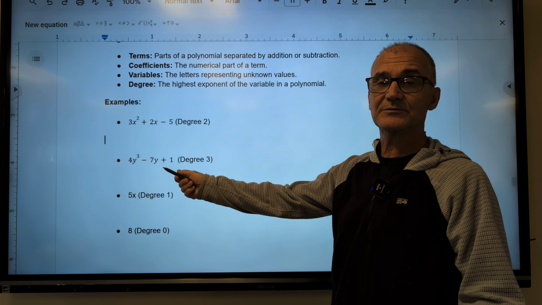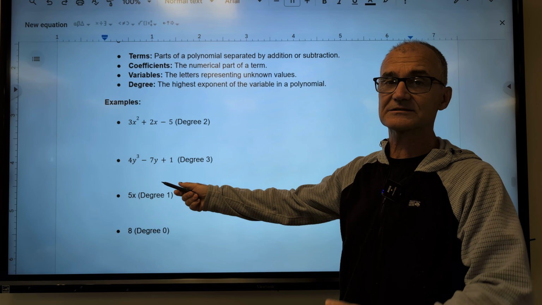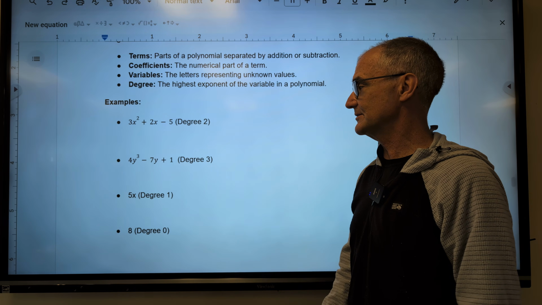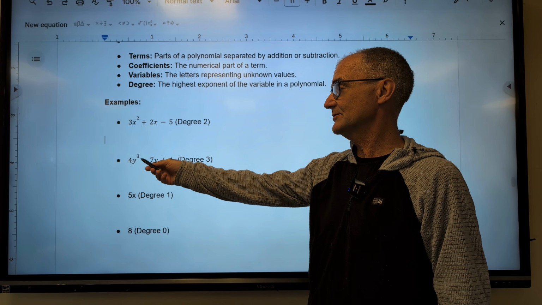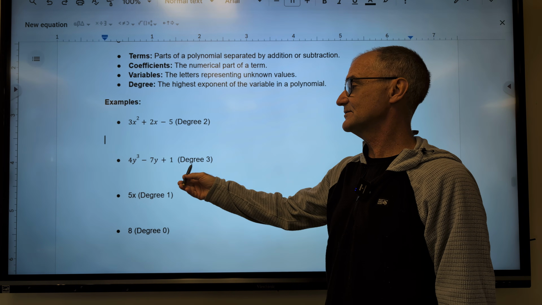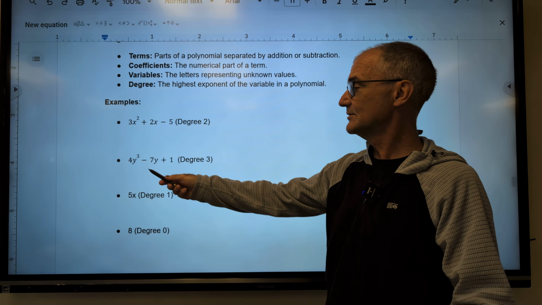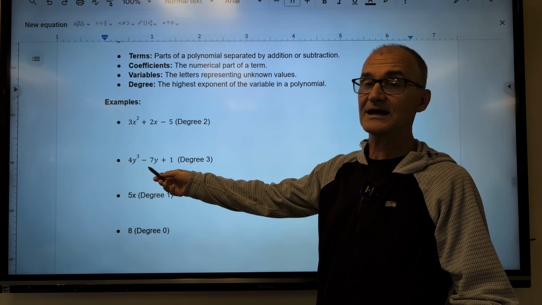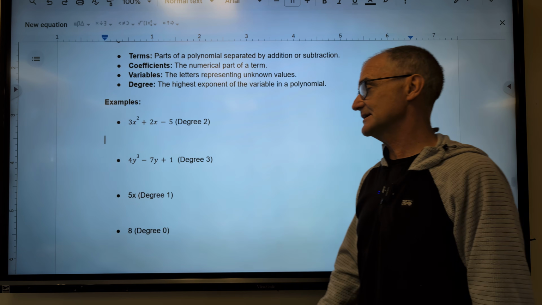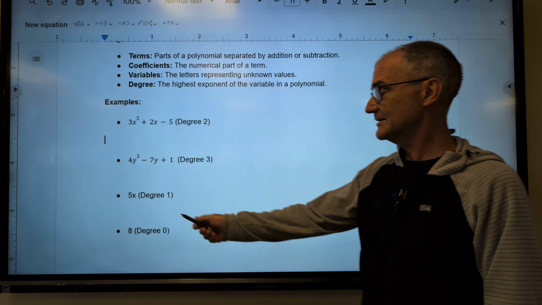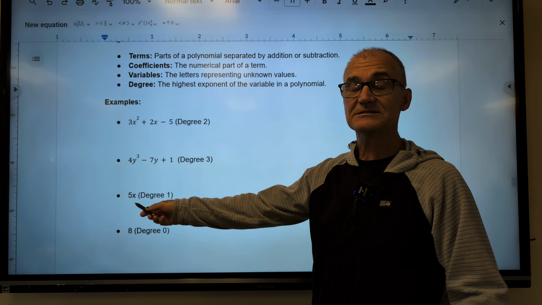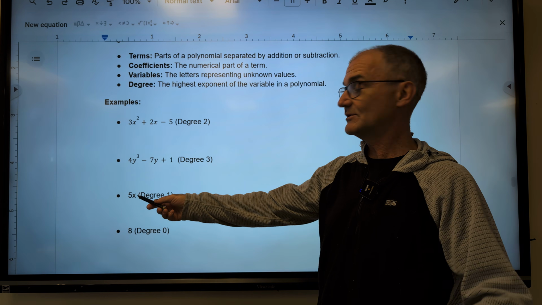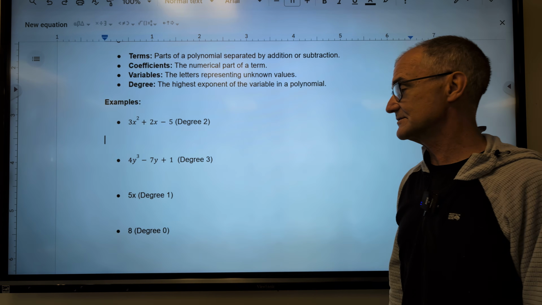Again, we have another polynomial here. It doesn't really matter if the variable is x or y or a or b. It is an unknown, and that's why we call it a variable. 4y to the third minus 7y plus 1. This is a third degree polynomial because it is y to the third. There is no squared term in there, which it could have, but the highest exponent is its degree. Down here, we don't have an exponent on that, so it is a 1. So this is 5x to the first. You don't really have to write that 1 in, and that's why this is a first degree.